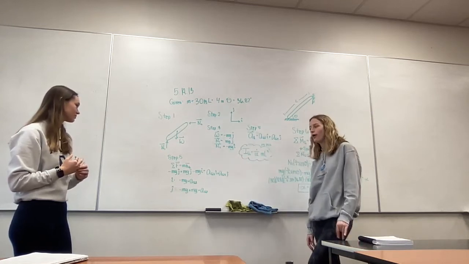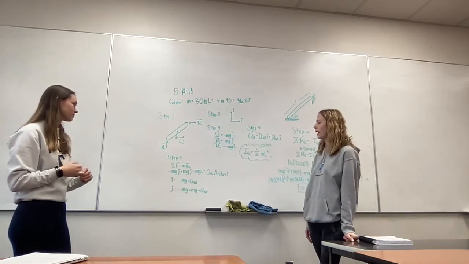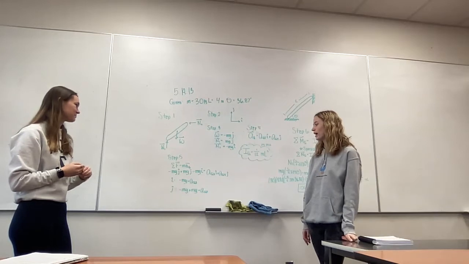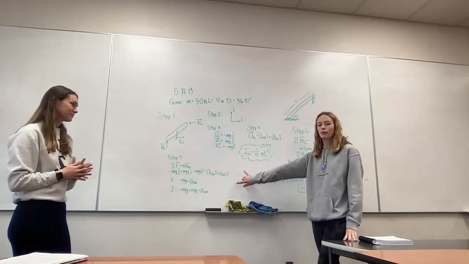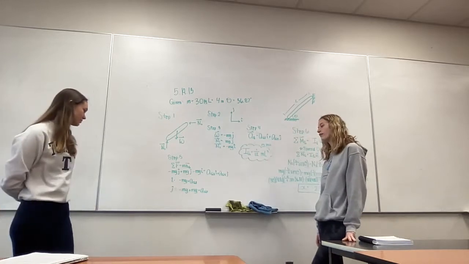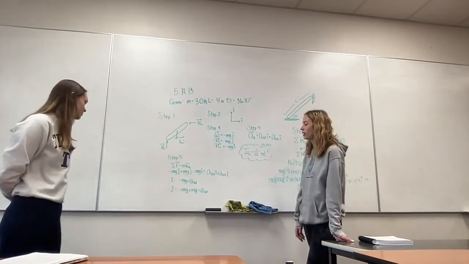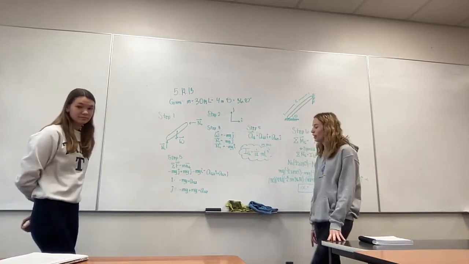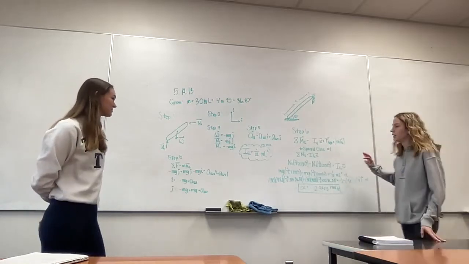When you do that, you have negative mg j plus mg j minus mg i hat equals aGx i hat plus aGy j hat. Then you separate those and create scalar equations. So in the i direction, you have negative mg equals aGx. And in the j direction, you have negative mg plus mg equals aGy.